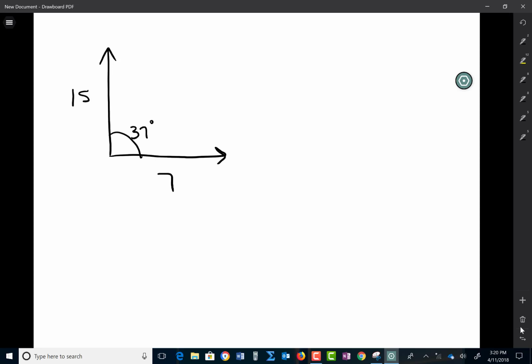Okay, so number 2. Number 2 says forces of 15 pounds and 7 pounds act on each other at an angle of 37 degrees. So I just drew out my 15 pounds and my 7 pounds, and it said they acted at each other on an angle of 37 degrees. Now, remember from your videos that I told you there were 2 ways to add vectors, and this one asks you for the magnitude of the resultant force, and resultant from your reading means that you're trying to find the two vectors added together.